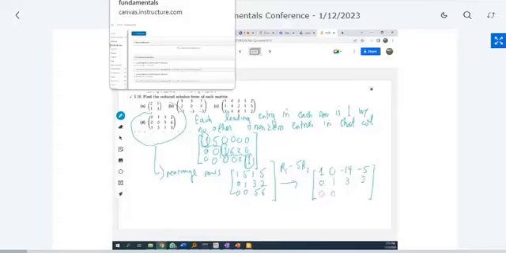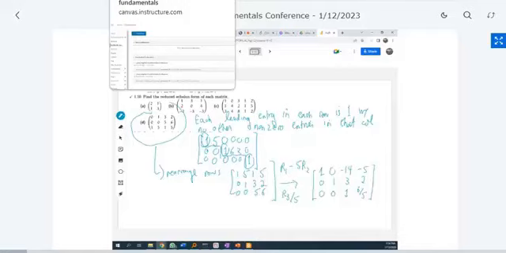Here, why don't I just go ahead and change the last row. I'll take R3 over 5. That way that's not going to conflict with the operations I did here. So that's going to be 0, 0, 1, and 6 over 5.